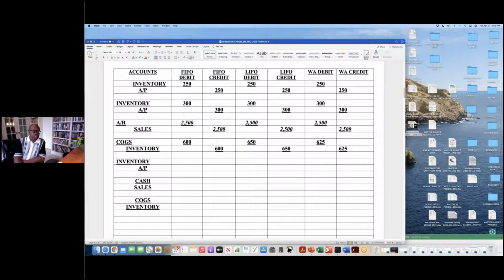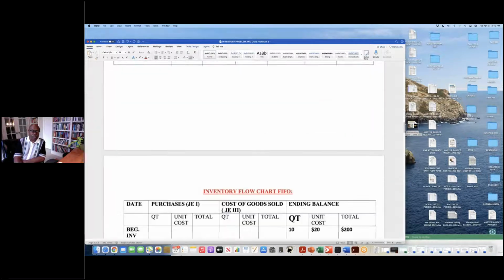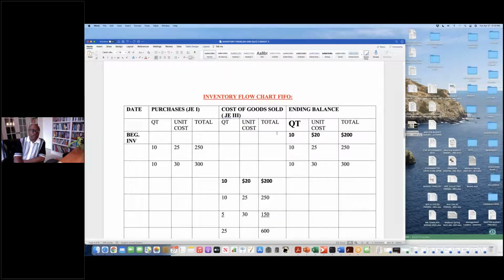All the journal entries are the same except cost of goods sold. If you're using FIFO, you sell the first ones. If you're using LIFO, you sell the last ones. If you're using weighted average, you use the weighted average.